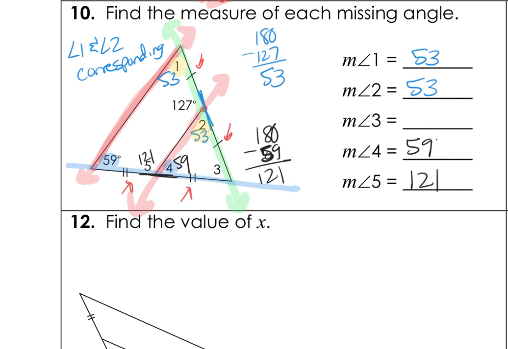And then I can get angle 3 because inside here we have a triangle. So we know that all 3 angles of a triangle have to add up to be 180. So for my last little step, I could do 180 minus 53 minus 59 and end up getting 68. So that would be angle 3.